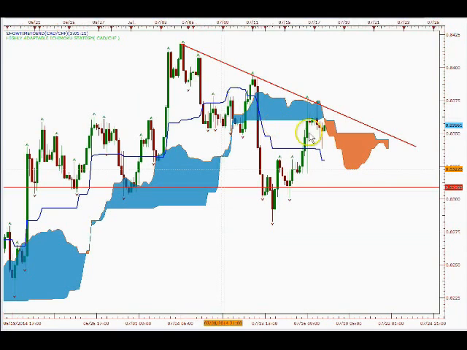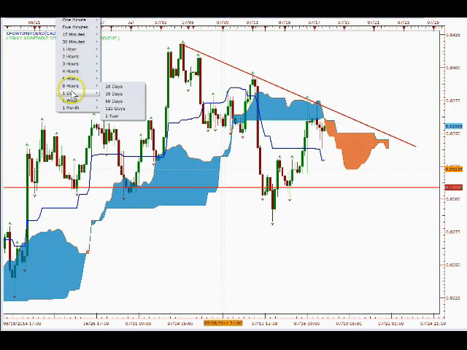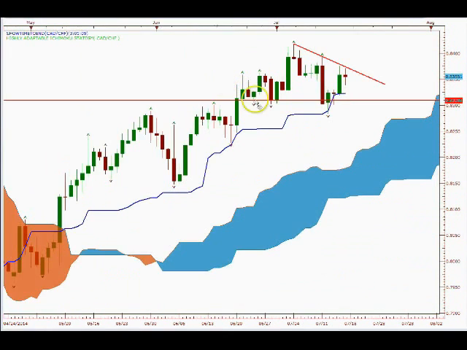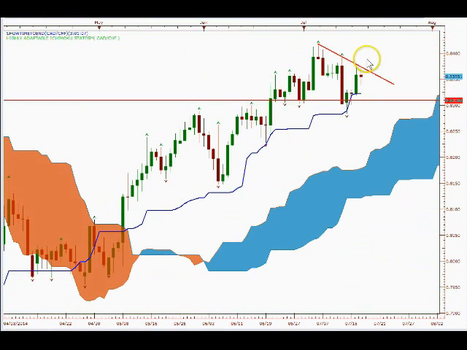Okay, so I need to break that line there to get into a nice trade. So even though I break the Kumo, I'd like to break this level also. All right, but the daily is telling me, like I said, the daily is telling me bullish, but all trends start on the lower time frame.